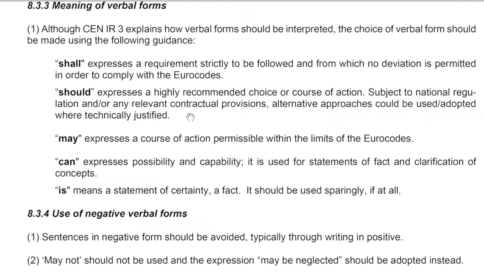You know, because when you talk about kinematic interaction, you say should, you may do it, but no. Should is a highly recommended choice. May is a course of action which is permissible. So we have to be very careful with the meaning of each word: shall, should, may, can. Okay? Yes. Thank you. Good.